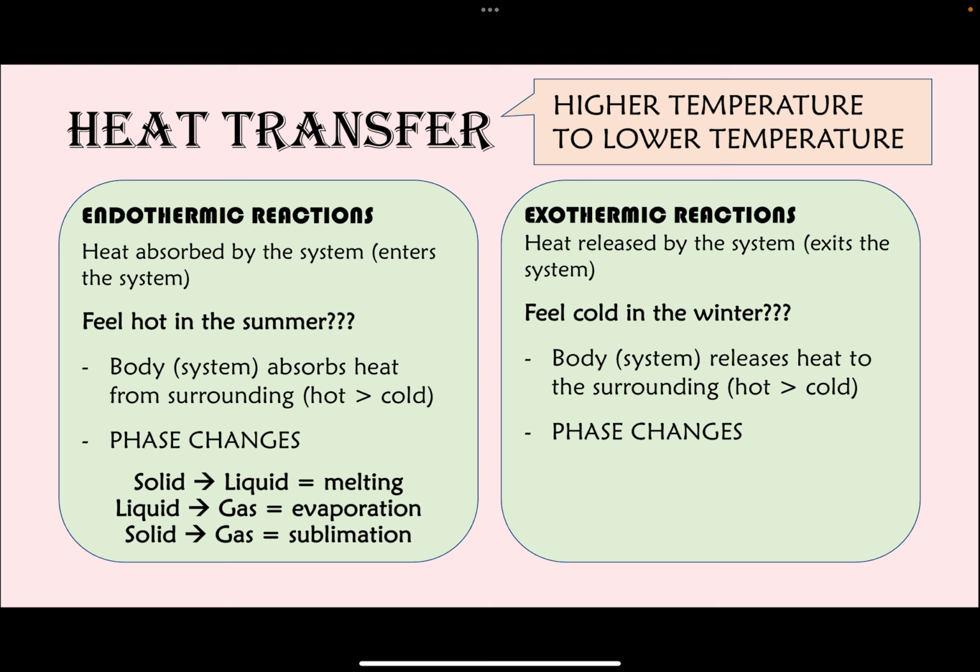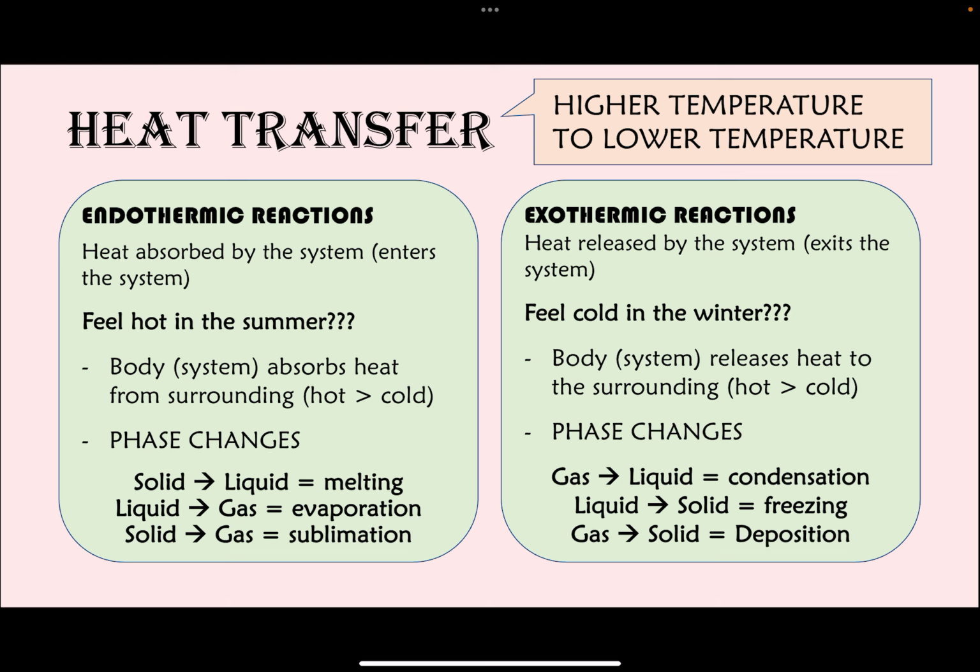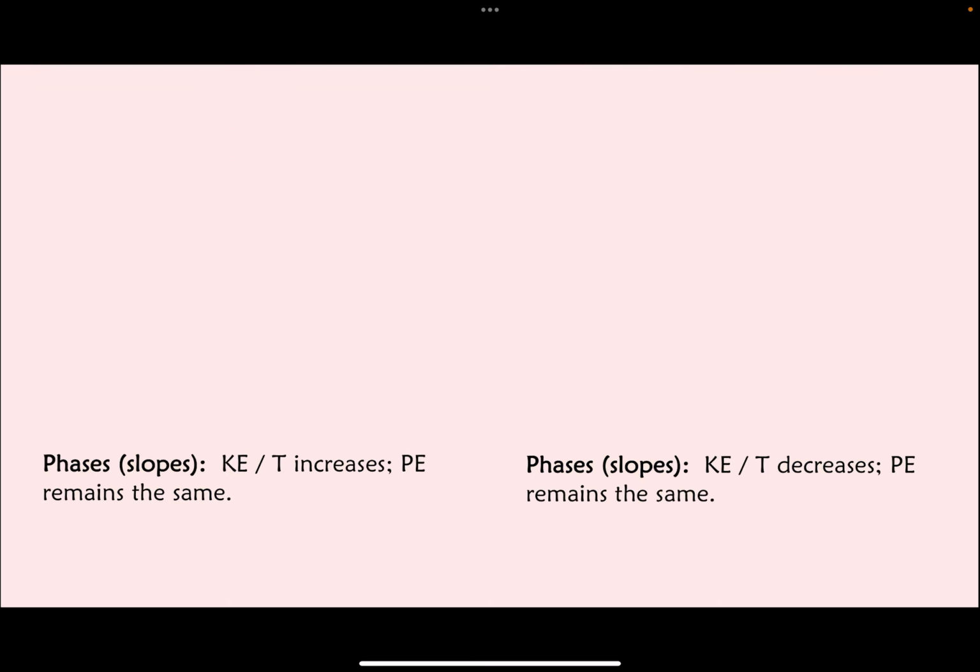Some phase changes that are examples of exothermic reactions are condensation, meaning when we go from gas to liquid, or when we are freezing something, again, the liquid releases the heat to convert into a solid, and then deposition, when we are going from the gas phase to the solid phase.